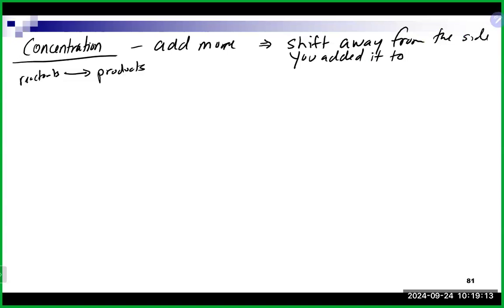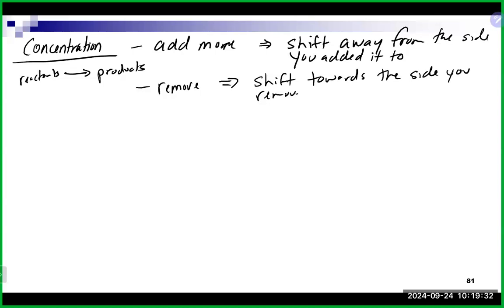Now, if you remove something, it will shift towards the side you removed. So if you remove reactants, it will go towards reactants. If you remove products, it will go towards products.